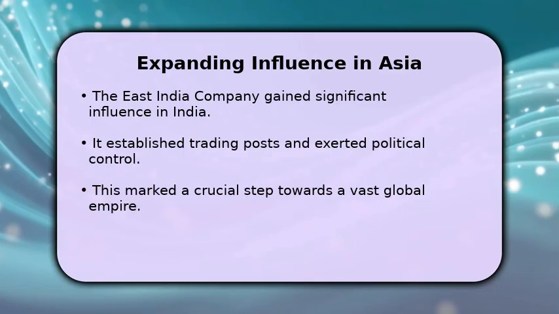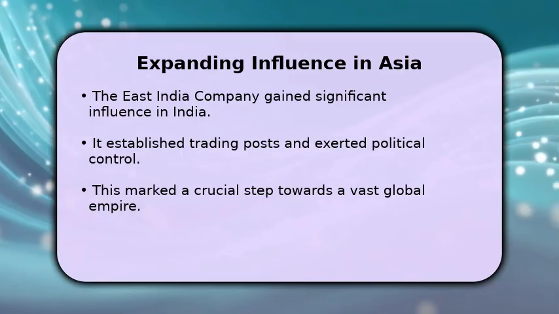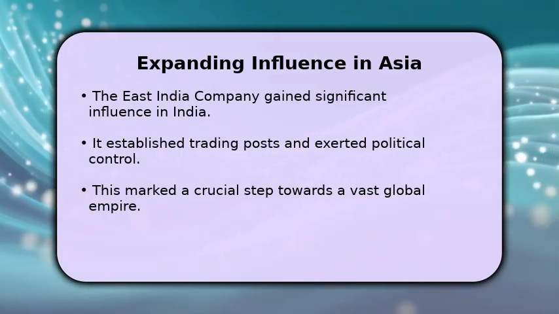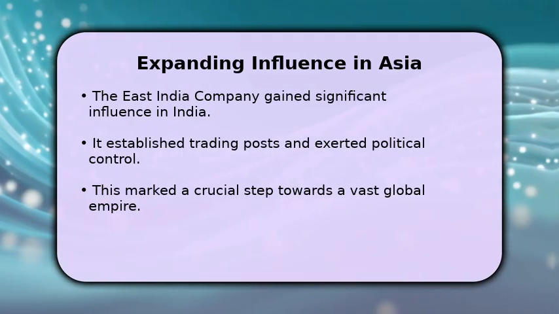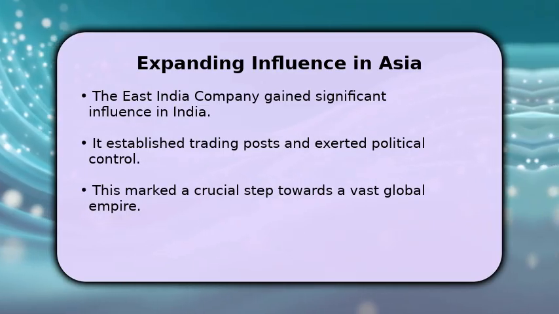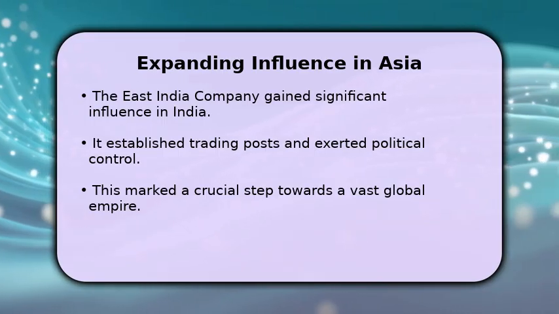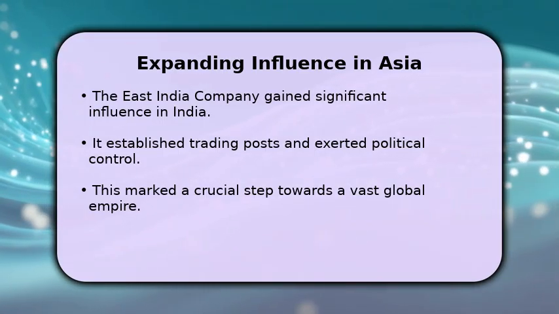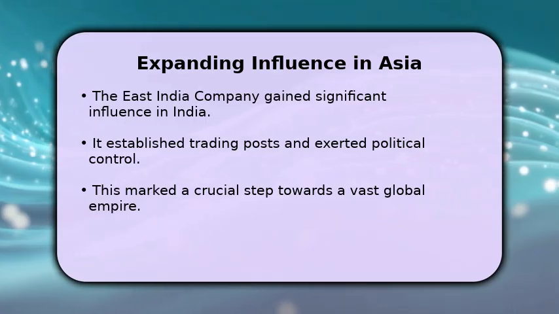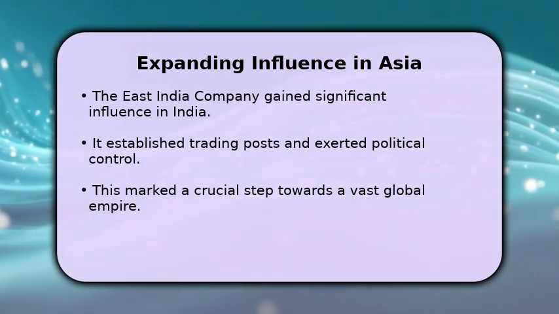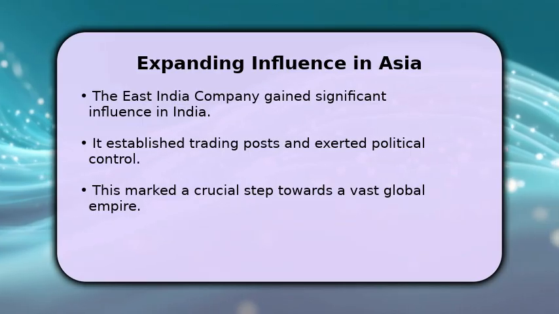Finally, the British Empire's reach extended significantly into Asia, particularly through the East India Company. What began as a trading venture gradually transformed into a powerful political entity, establishing numerous trading posts and eventually exerting considerable administrative and military control over vast regions of India.